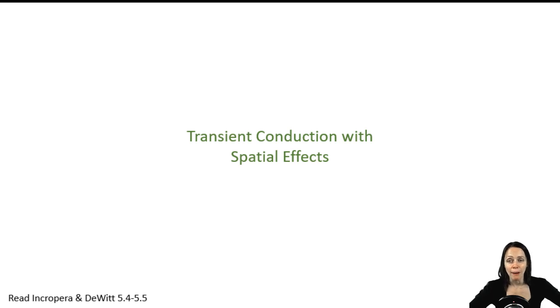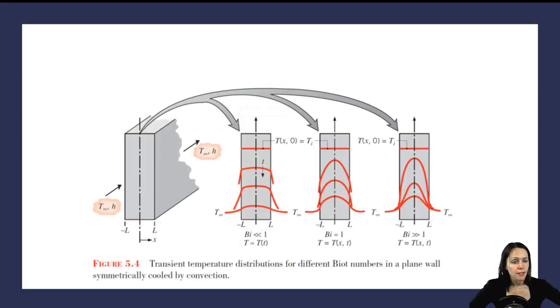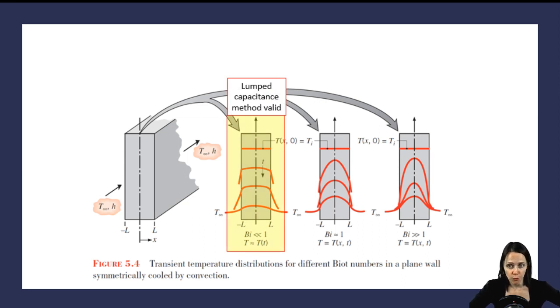In this video we're going to talk about how we'll handle transient conduction with spatial effects. We'll start by talking about a plane wall, but we'll extend it to cylindrical coordinates as well. So consider figure 5.4 from your book, which shows a plane wall suddenly exposed to a convective boundary condition.